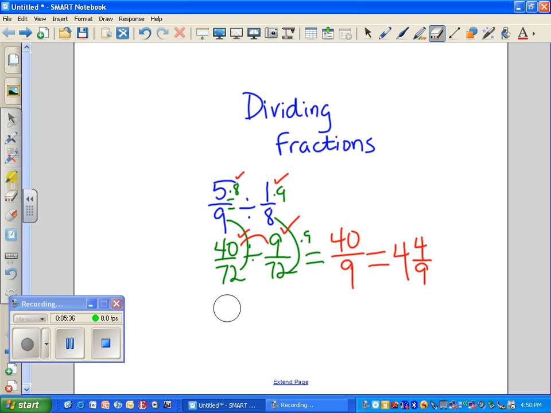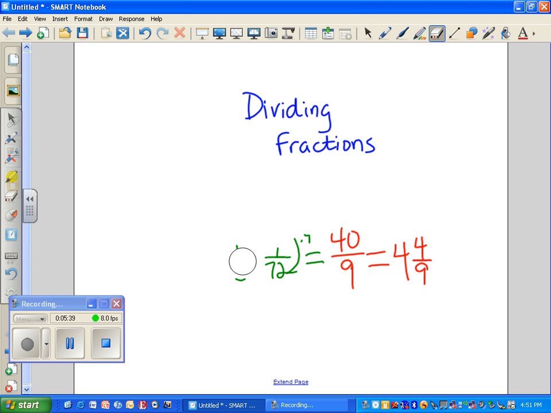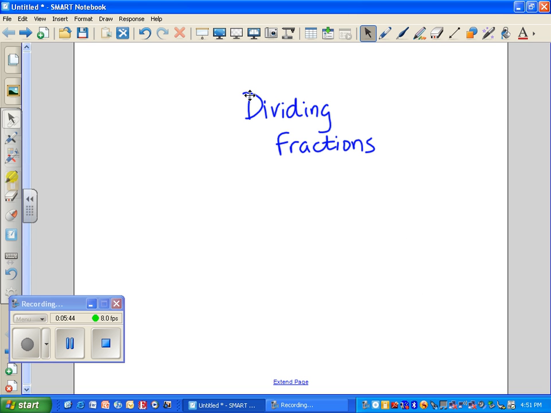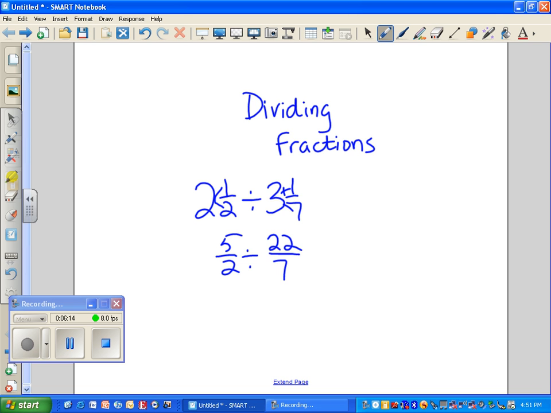So let's do one more example, and I'm going to make this a little bit harder, taking a lesson from what we learned when we were multiplying. All right, so now I've got 2 1/2, throwing in some mixed numbers here, and I'm going to divide by 3 1/7. Okay, now we're going to have to, first of all, change these mixed numbers to improper fractions, so I'm just dealing with fractional parts. All right, so 2 times 2 plus 1 is 5/2. And then 7 times 3 is 21, plus 1 is 22/7.